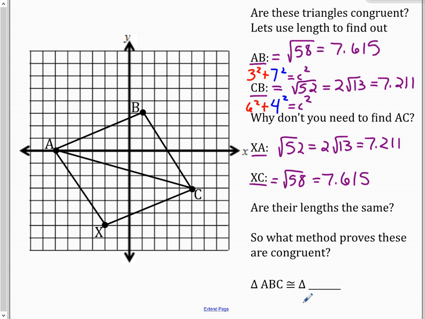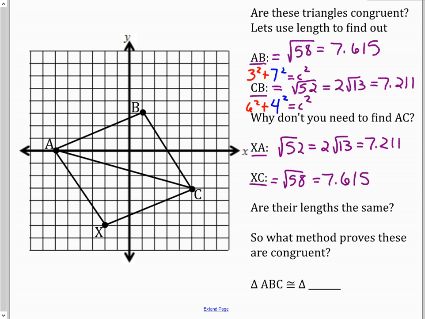Here are my 4 lengths. I found that AB is the square root of 58, or 7.615. I found CB to be the square root of 52, or 2 square root of 13, or 7.211. I found XA to be the square root of 52, which is also 2 square root of 13, which is 7.211. And I found XC is the square root of 58, 7.615.